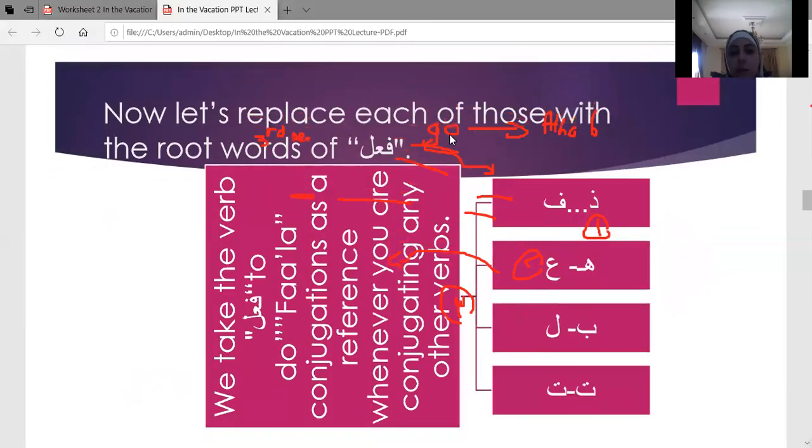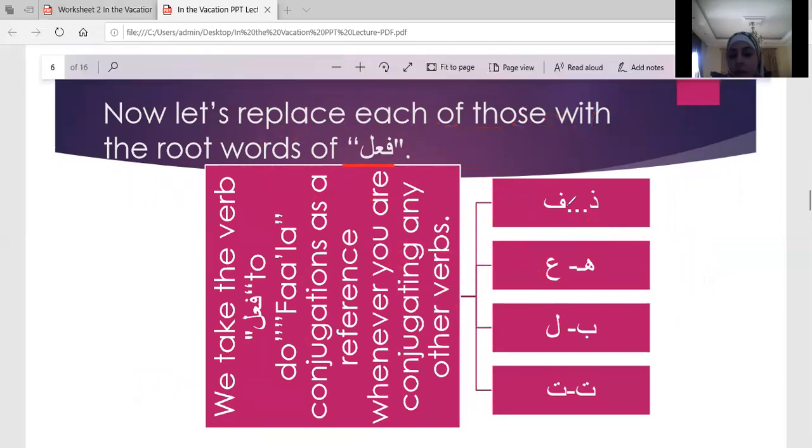Okay. This is easy. I think it's not hard. I'll pass through this a little bit, one minute. I'll just clarify it. Now let me place each of those with the root words of فعل. Look here what's happening. I say here فعل. Here we have ذهب. Both of them are made up of three root letters, okay? So here we'll take the verb فعل as a reference when you are conjugating any other verbs. Here the fa is taken as a reference with dha, and ba is taken as a reference with la.